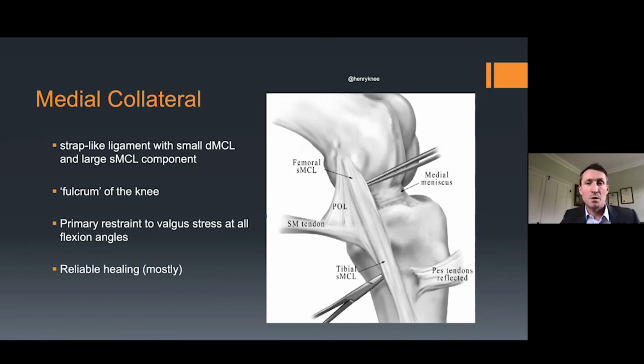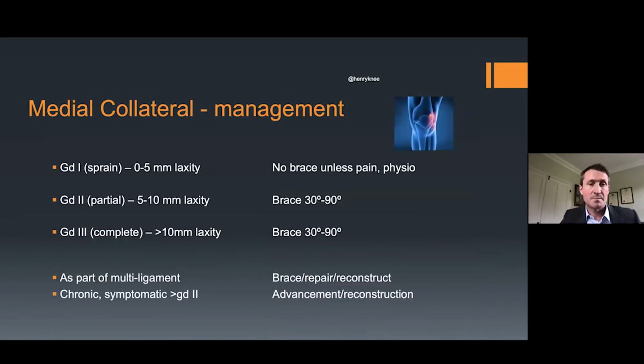Very common in football and very common as part of a combination with an anterior cruciate ligament injury. The management nearly always is bracing. Bracing, the time and the type of brace depends on the grade of the injury. Grade 3, when there is a complete tear, often requires bracing for longer, but the sprains and the partial sprains will heal fairly quickly and fairly reliably in a brace. Very occasionally they require reconstruction, and I'll show you a picture of that in a minute.